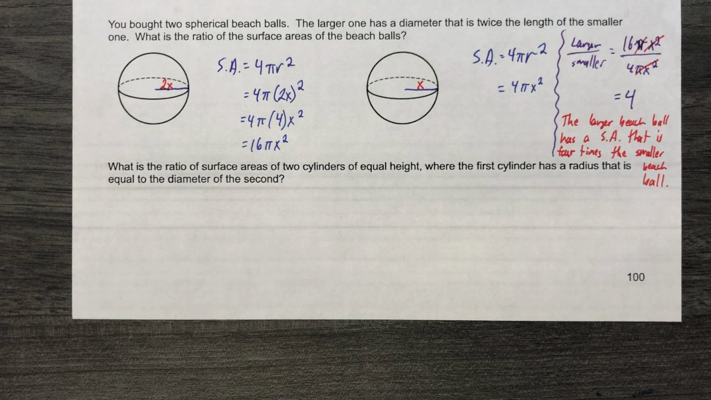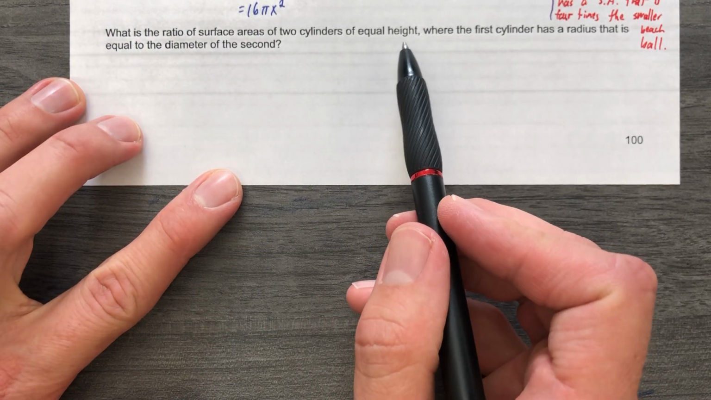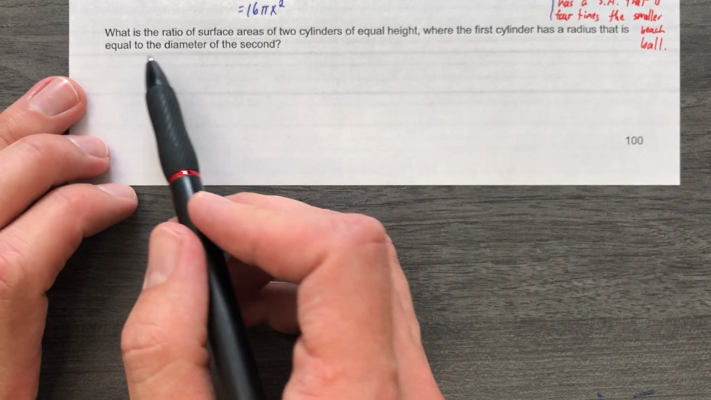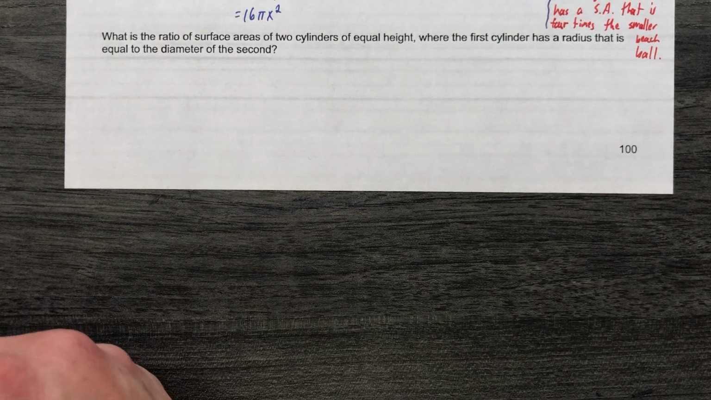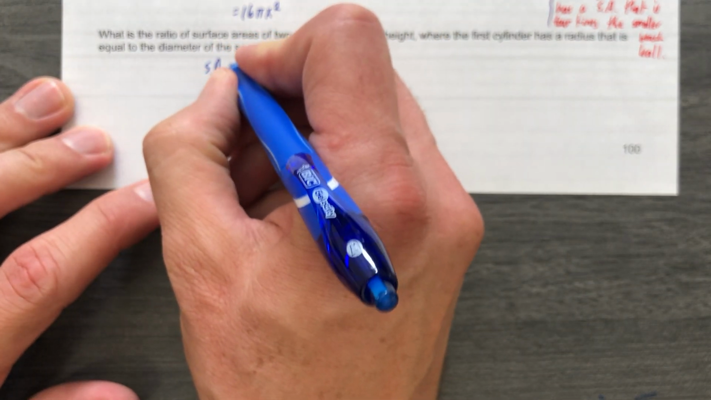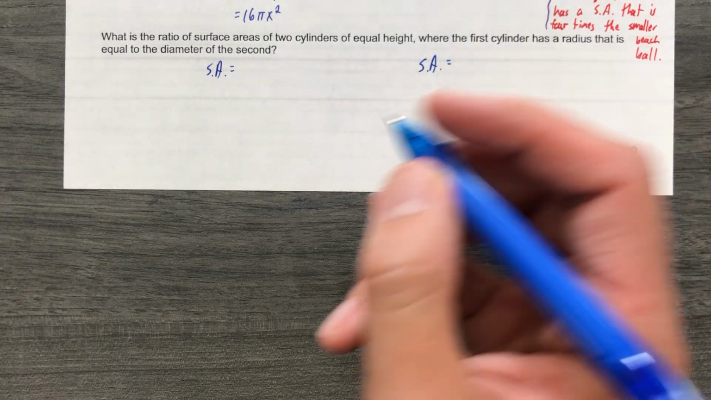All right, let's move on to the next one. As I look at this one, what's the ratio of the surface areas of the two cylinders of equal height, where the first cylinder has a radius that is equal to the diameter of the second? If it helps to draw a picture, you can. I'm not going to. What I am going to do is deal with two surface areas. So surface area here of two cylinders. And again, draw it if you want to.